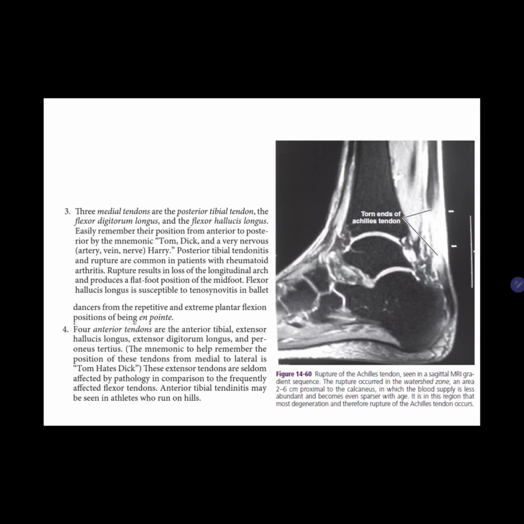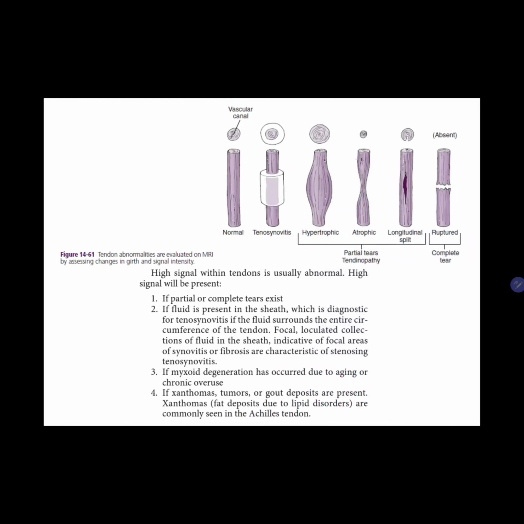Alright, so they are also often injured during inversion sprains, and longitudinal split tears of the peroneus brevis are also associated. So for the imaging evaluation, MRI is routinely used to evaluate tendon abnormalities in the axial plane. Normal tendons appear round, oval, or flat, and evaluation assesses both the girth of the tendon and the signal of the tendon, which is seen in figure 14.61. So the normal signal intensity of tendon is usually low on all sequences, and there are 2 exceptions.